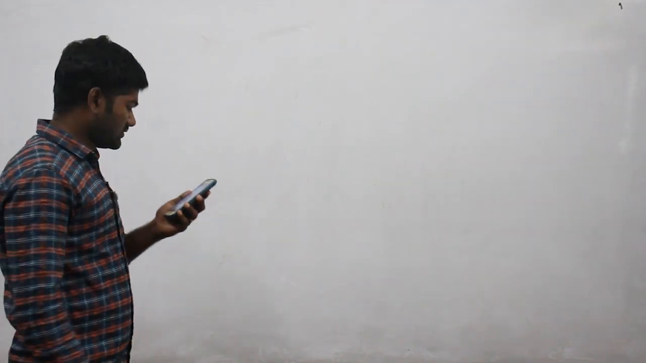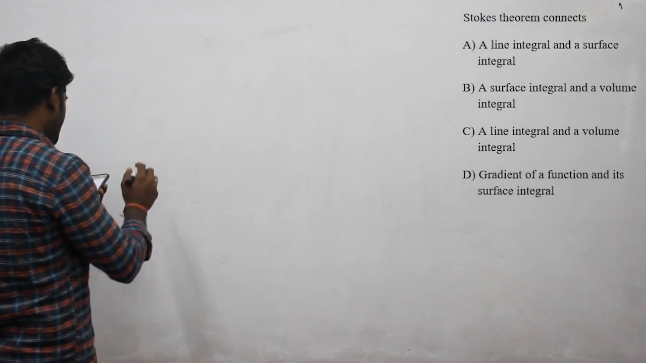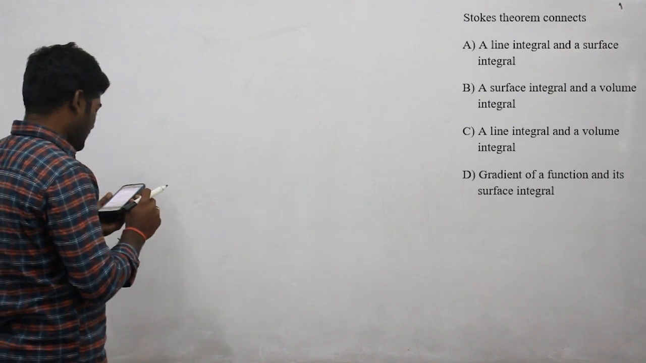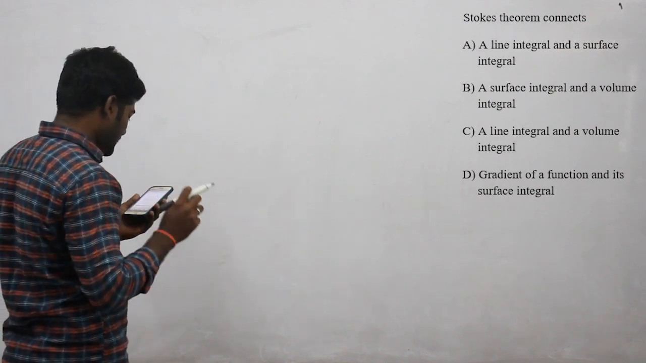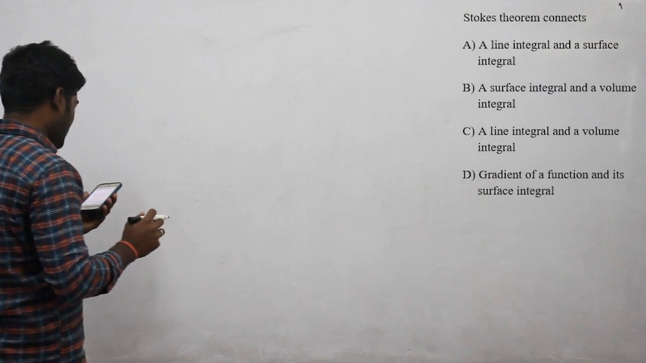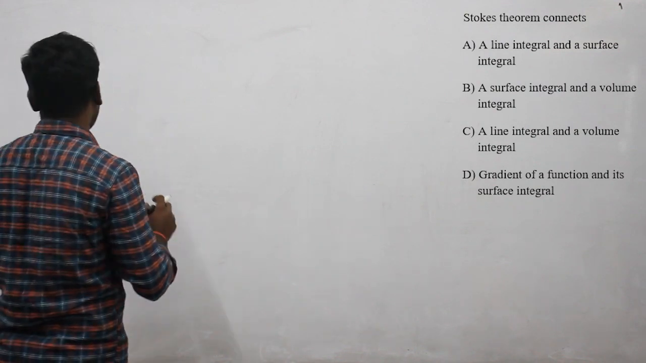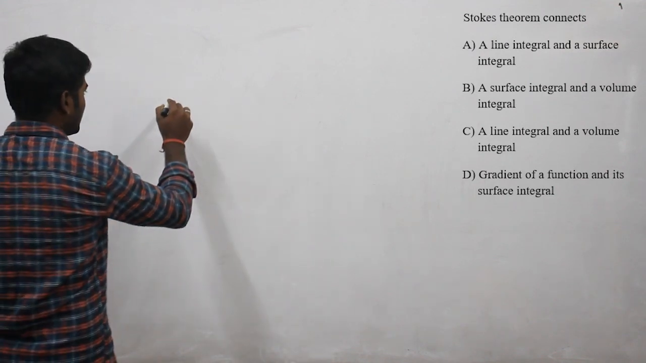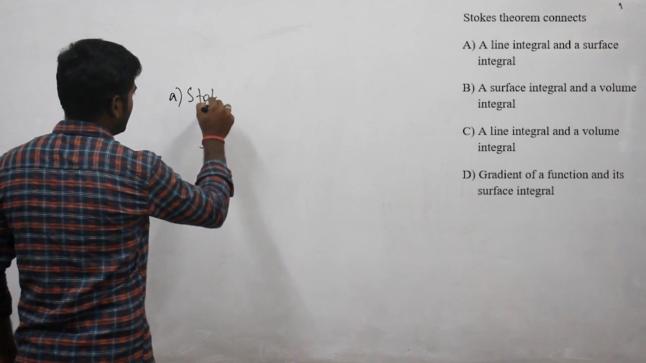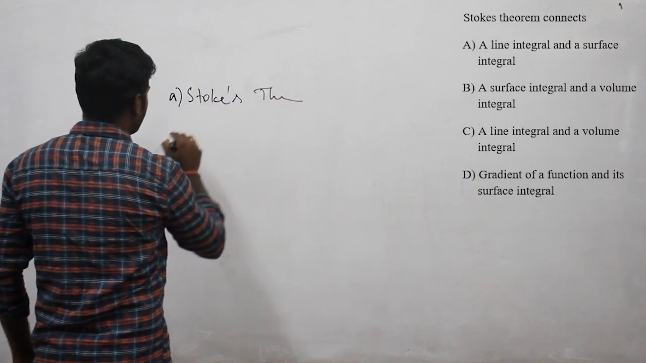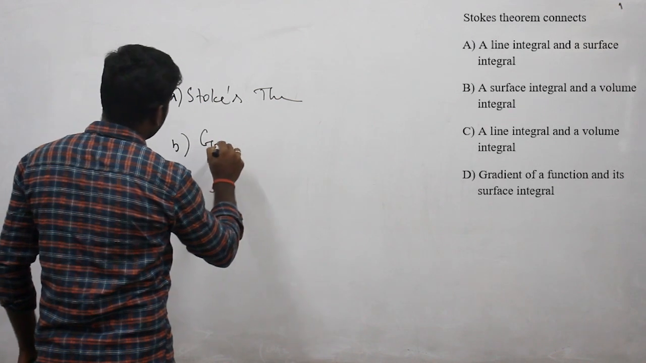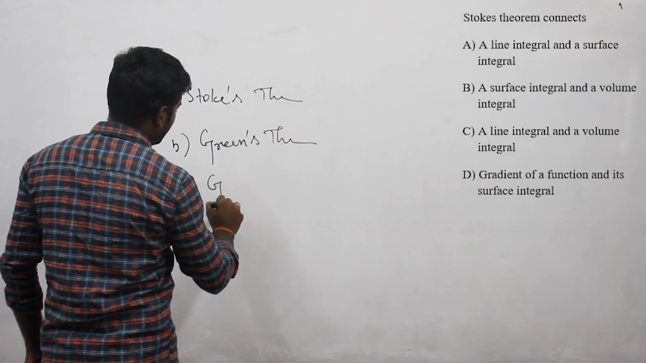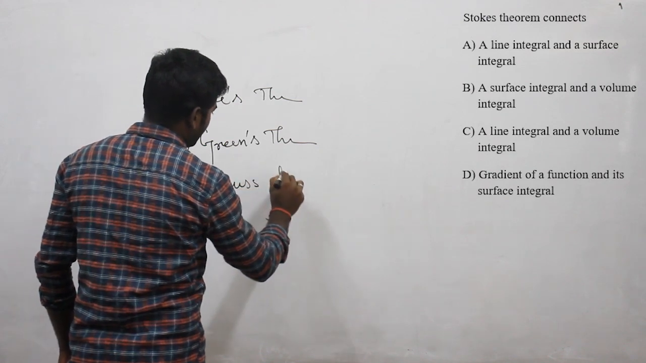Solution for the third question. Stokes theorem connects: option A line integral and surface integral, option B surface integral and volume integral, option C line integral and volume integral, option D gradient of a function and its surface integral. First of all, you should know that in vector calculus we are seeing three theorems. One is called Stokes theorem, second one is called Green's theorem, and third one is called Gauss divergence theorem, right?